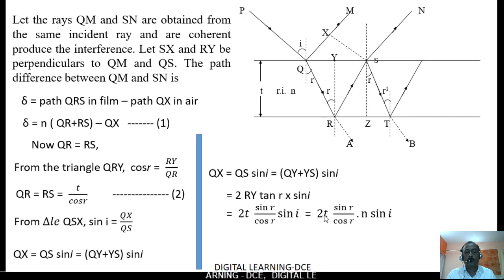This is equal to 2T into sin R by cos R into sin I. Sin I is equal to n sin R, because according to the definition of refractive index, n equals sin I by sin R. This is Snell's law of refraction. Therefore, on cross multiplying, sin I is replaced by n into sin R in the above equation. Therefore, we get QX equals 2nt into sin square R upon cos R. Let it be equation 3.